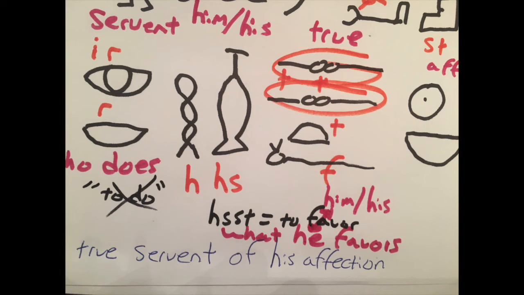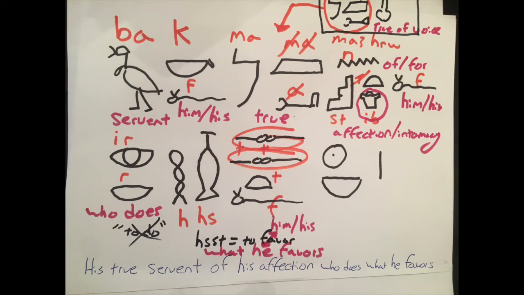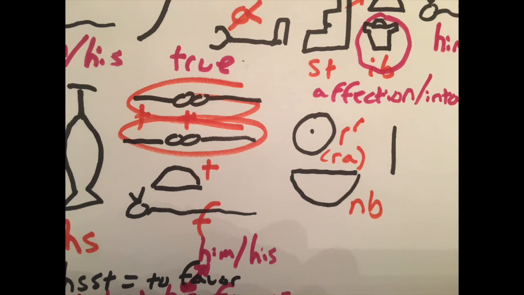So it's who does what he favors, meaning the servant is doing what his master or his lord favors of him. That's a perfect example of how the participle version of the verb becomes a characterization of the person and not just a description. All right, so our whole sentence: his true servant of his affection, who does what he favors. And when does he do the favoring?